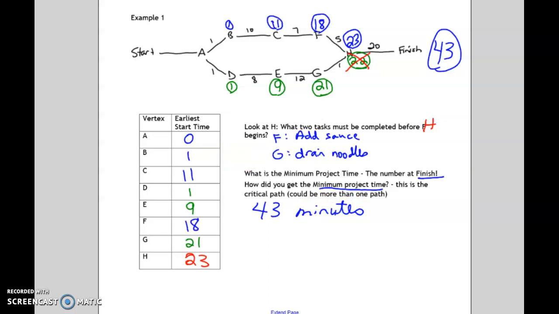Okay, and now, what is the critical path? The critical path is going to be the longest path, the one that takes the most time, because we have to have everything prepared or done before we can go to the next project. Before we can eat, we had to have everything prepared. So for the critical path, we pick the one with the highest number. Our critical path was A, B, C, F, H, and then to finish.